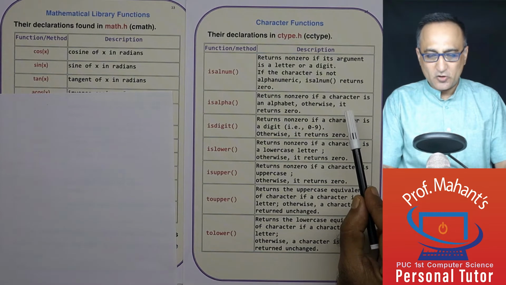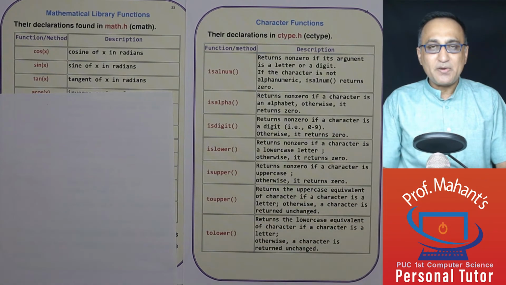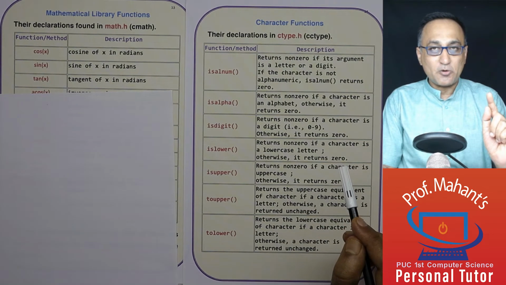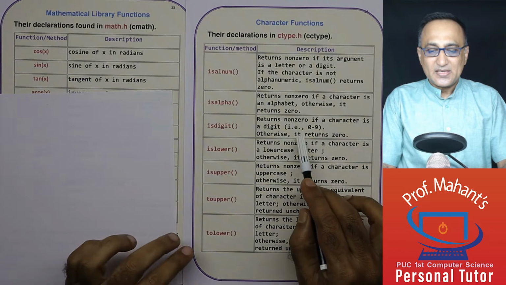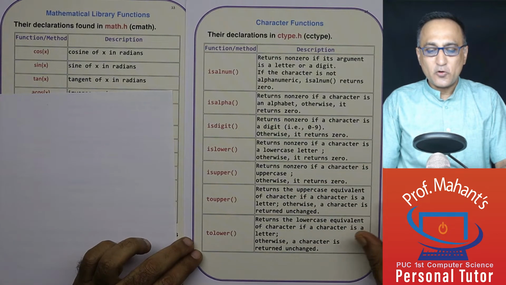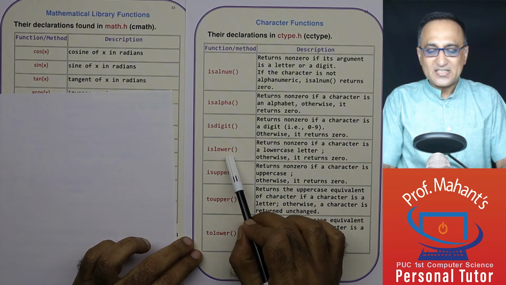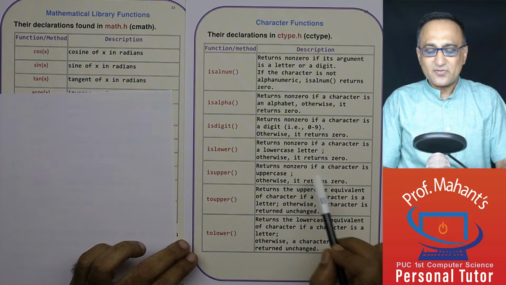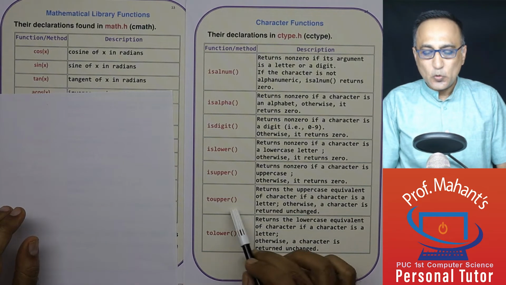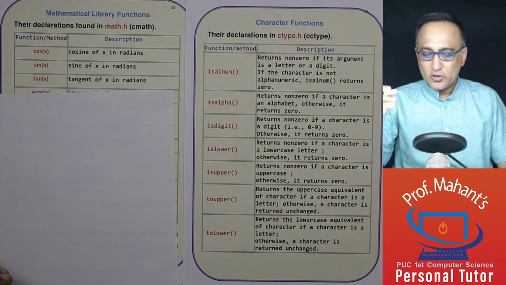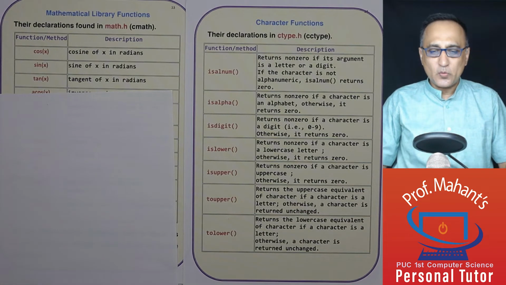Isdigit, as the name indicates, will tell us whether the character, single character I am talking about, not more than one character, is a digit or not between 0 to 9, otherwise it gives a return value 0. Islower tells us whether a character is lowercase. Isupper tells us if the character is uppercase. Toupper converts a lowercase to upper. Tolower converts an uppercase to lower. If it is not required, it won't convert.